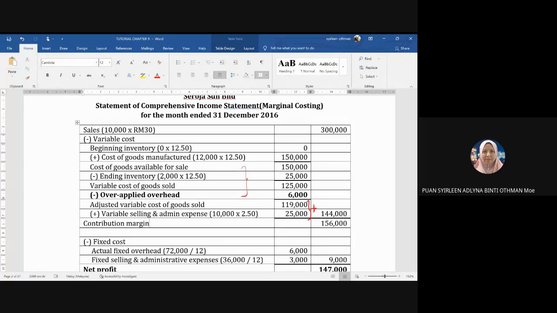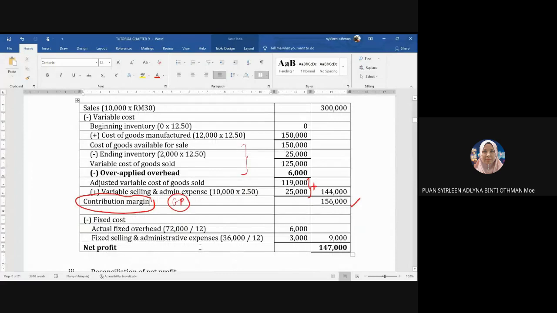So dekat bawah tu make sure, sebab kita dekat dalam marginal costing ni, the upper part of the statement is for you to find the total of variable cost. So kita akan plus dengan variable selling and admin expense. So you get your contribution margin of 156,000. Make sure it's contribution margin. Kalau awak tulis gross profit, dia dah jadi salah. Okay, so your contribution margin is 156,000.